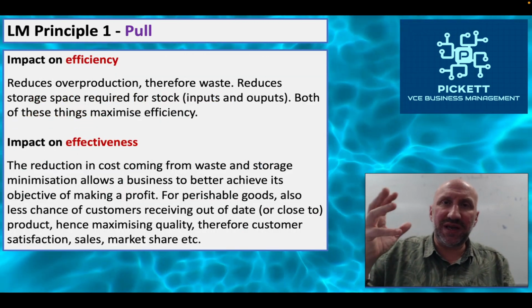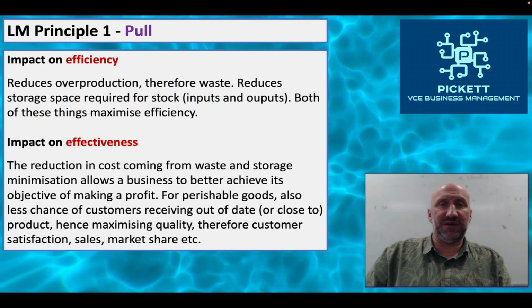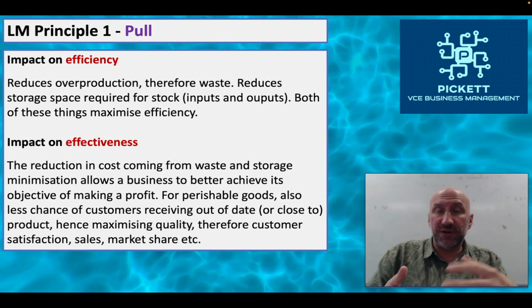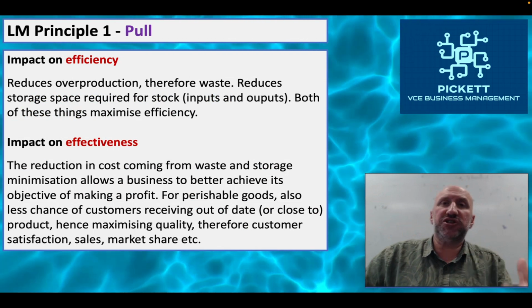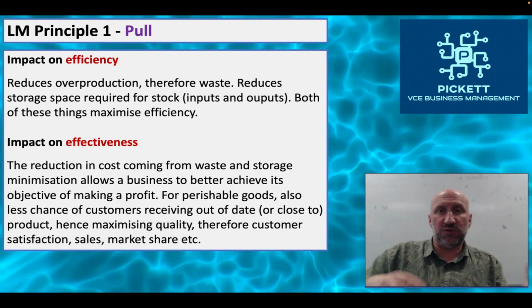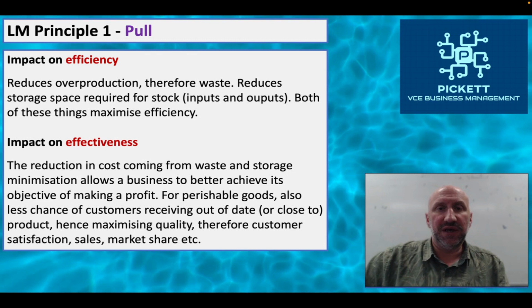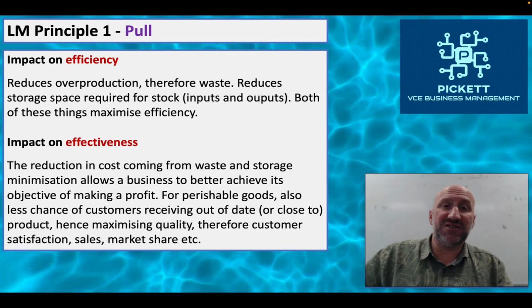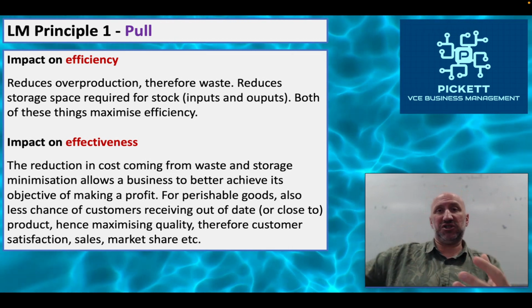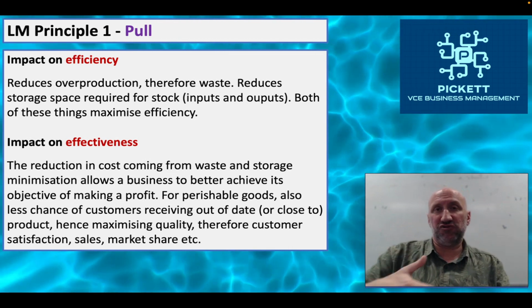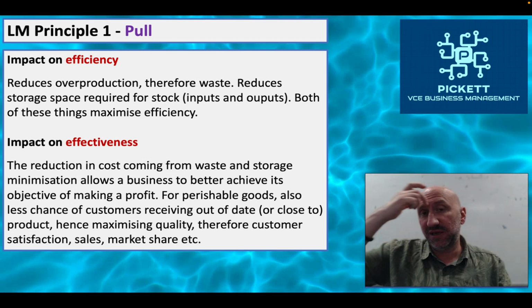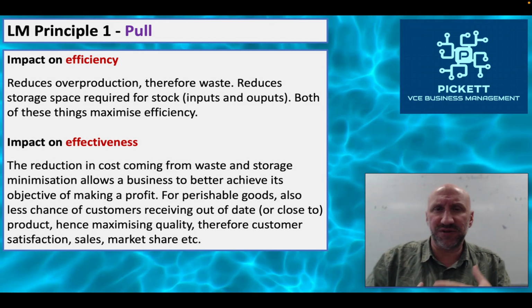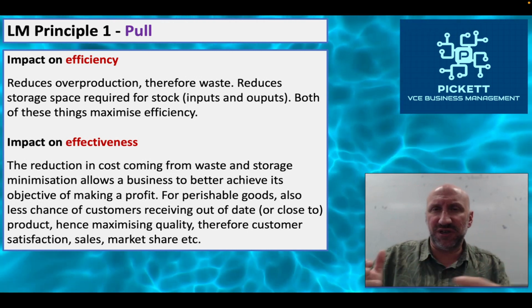So if we're doing the pull system, compared with the push system, it reduces overproduction, because we're only producing to meet demand. Therefore, that reduces waste and reduces the storage space required for stock, because you're not having to store an absolute ton of stuff, since you're only producing it as it's needed. And again, this goes back to just in time. There are elements of just in time here as well. So again, there's lots of crossover with these strategies.